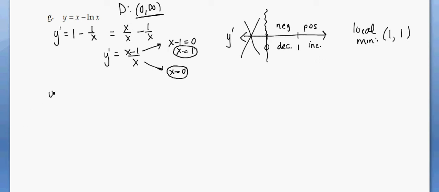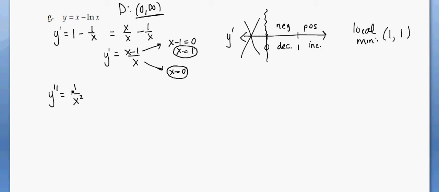Okay, now we do the same thing for the second derivative for concavity. The derivative of this is 0 minus the derivative of... so minus the derivative of 1 over x is minus the negative of 1 over x squared. So we get back to positive 1 over x squared. Hopefully you guys followed what I just said there.